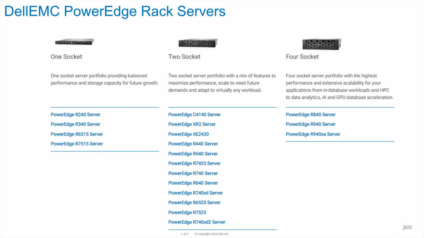And then we also have 4-socket servers if there's a real need for some high power requirements, and many of these also take GPUs if you need some kind of acceleration for your application.